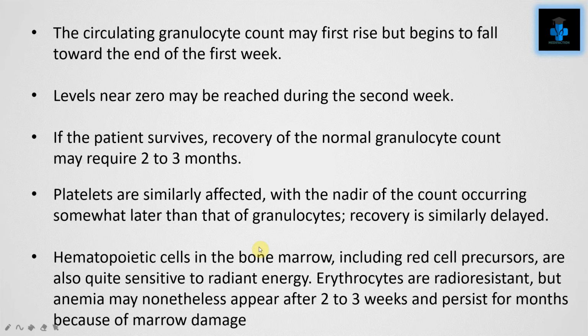Hematopoietic cells in the bone marrow, including red cell precursors, are also quite sensitive to radiant energy. Erythrocytes are radioresistant, but anemia may nonetheless appear after 2 to 3 weeks and persist for months because of bone marrow damage.